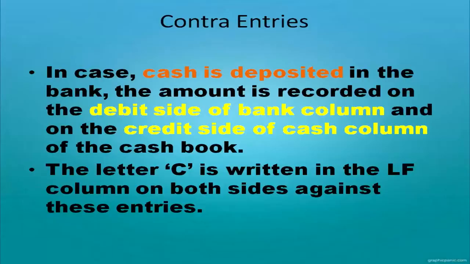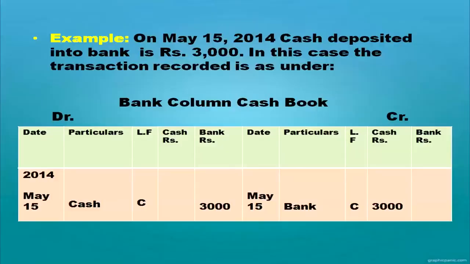Similarly, when cash is deposited in the bank, that is also a contra entry. When cash is deposited in the bank, the amount is recorded on the debit side of the bank column and on the credit side of the cash column of the cash book. The letter C is written in the ledger folio column on both sides against these entries. Cash deposited in the bank, rupees 3,000, is a transaction on May 15, 2014. How will it come in the cash book?